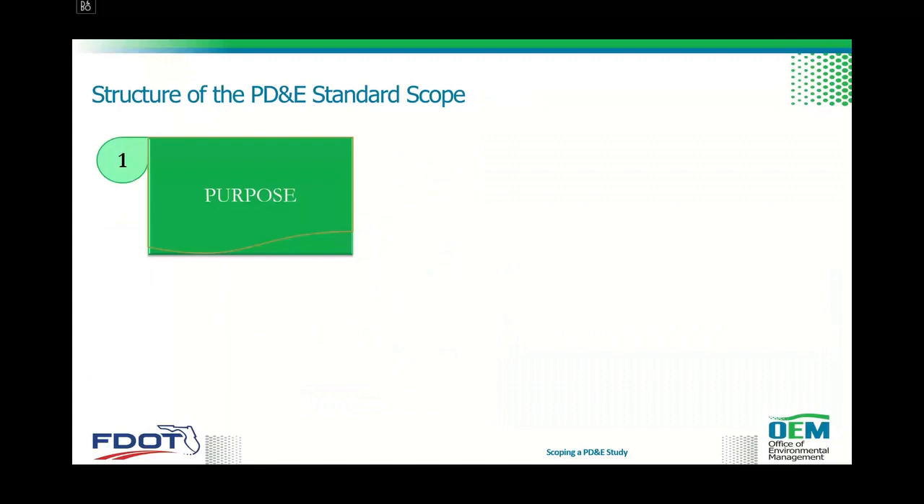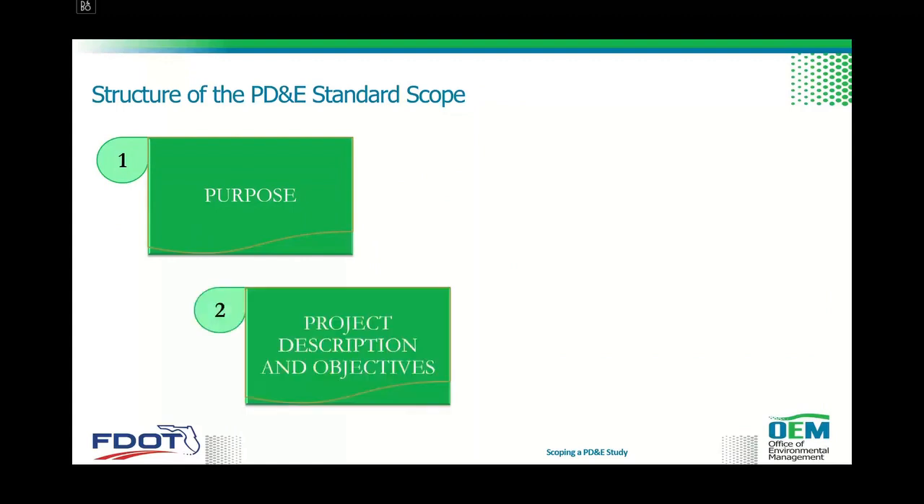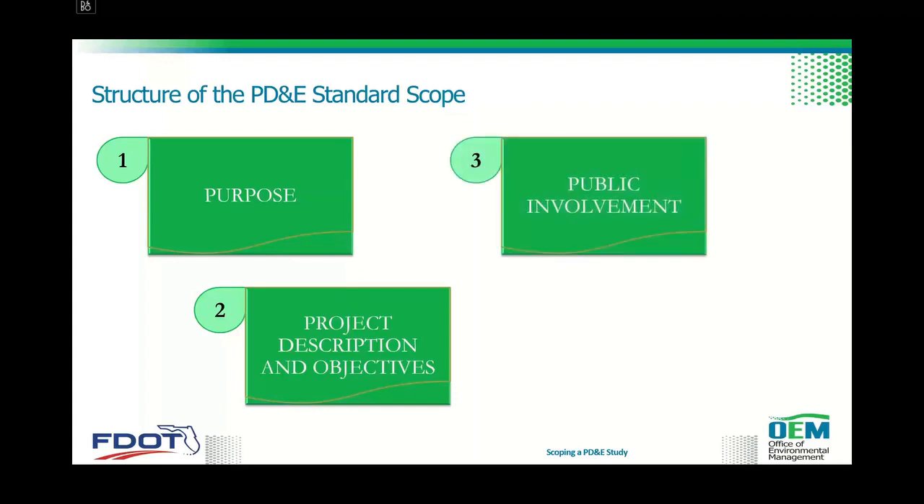So what is the structure of the PD&E standard scope? First, you need to determine what the purpose of the project is. You need to be familiar with the project description and the objectives of the PD&E study. You need to include public involvement throughout the study, all the way to design, which, in the case that they were separate PD&E studies and design, of course, design would pick up the public involvement.